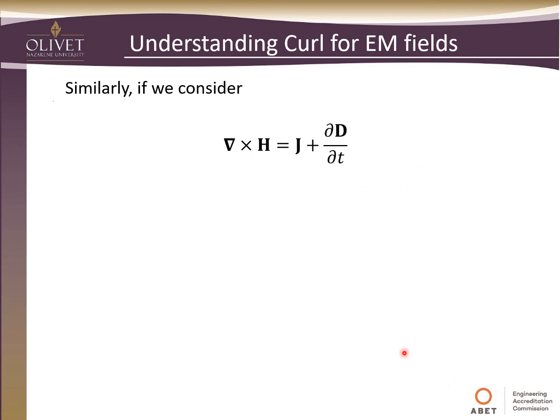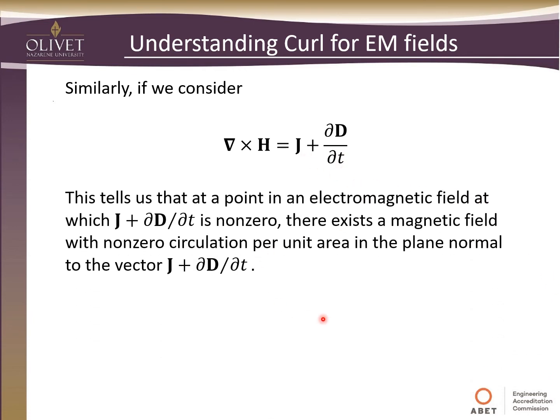Similarly, if we consider Ampere's law, the curl of the magnetic field is equal to the current, both real and displaced. This tells us that at a point in an electromagnetic field at which the current is non-zero, there will exist a magnetic field with non-zero circulation per unit area in the plane normal to the vector of this current. So again, as we have current flowing along the edge of this paper, it's going to make a magnetic field rotating around it, perpendicular to it.